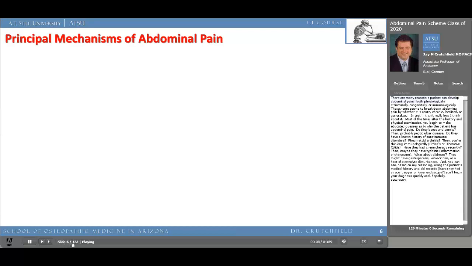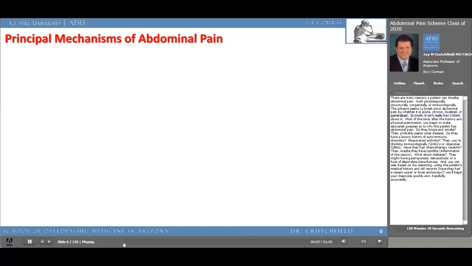The scheme seems to break down abdominal pain by whether it's acute, chronic, localized, or generalized, but in truth, it isn't really how I think about it. Most of the time after taking the full history and physical exam, you'll begin to make an educated guess as to why the patient has the pain. Do they booze and smoke? And probably peptic ulcer disease.